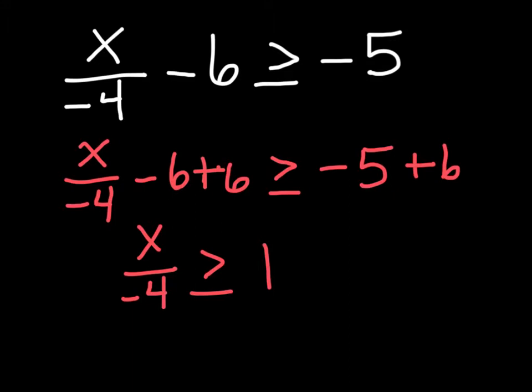Now we simplify. We need to multiply each side by negative 4, correct? Do you remember the rule for multiplying by a negative when we have an inequality? That's right. We have to reverse the direction of the inequality symbol. So negative 4 times x divided by negative 4 gives us x is less than or equal to negative 4.